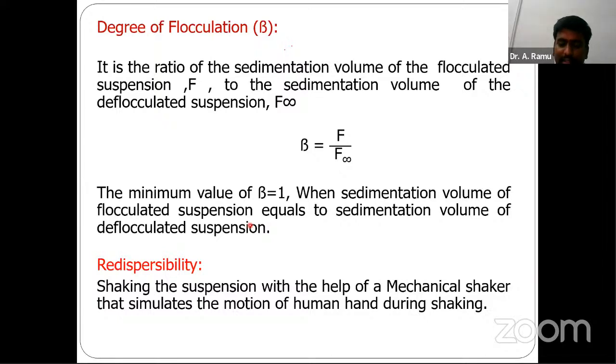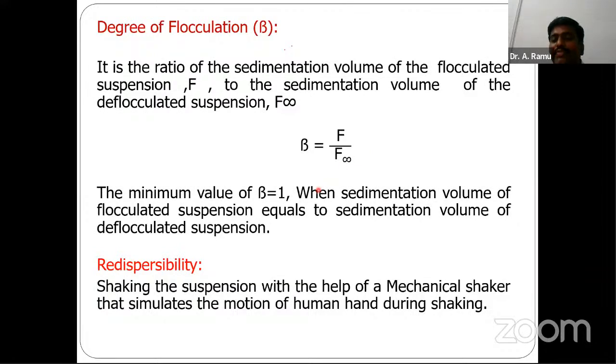Degree of flocculation, that is beta, is equal to F by F alpha, where F is given by Vu by V naught, and F alpha is also given by V alpha by V naught. When you are taking both suspensions in similar volumes, V naught becomes the same. Therefore, beta becomes Vu divided by V alpha. Vu is the volume of sediment in the flocculated suspension, and V alpha is the volume of sediment in the deflocculated suspension. In this case, the suspension has to be destroyed, since the flocculated suspension is converted into deflocculated, or the deflocculated suspension is converted into flocculated, by the addition of flocculating agents.